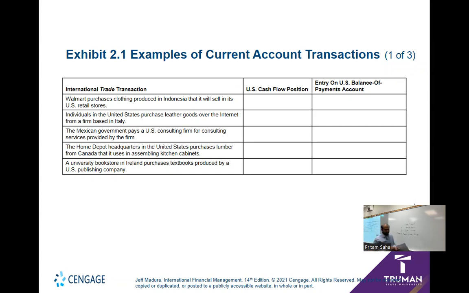So what you need to do is think about whether it's an export or import, outflow or inflow. Okay. So inflow is always good for the domestic country.